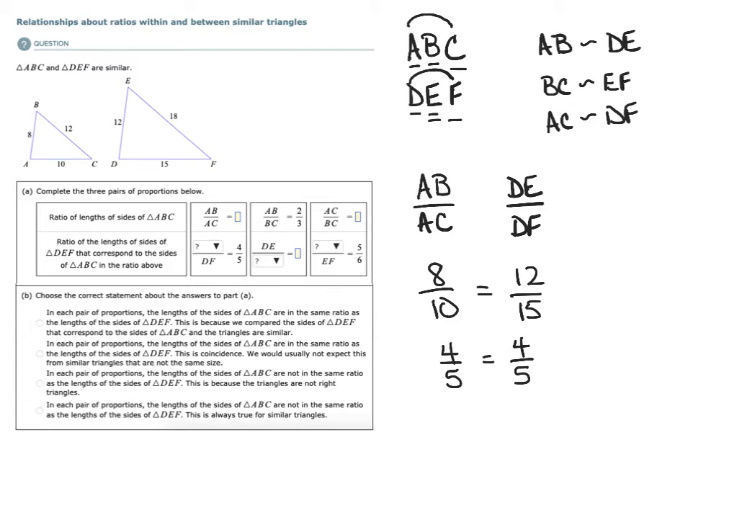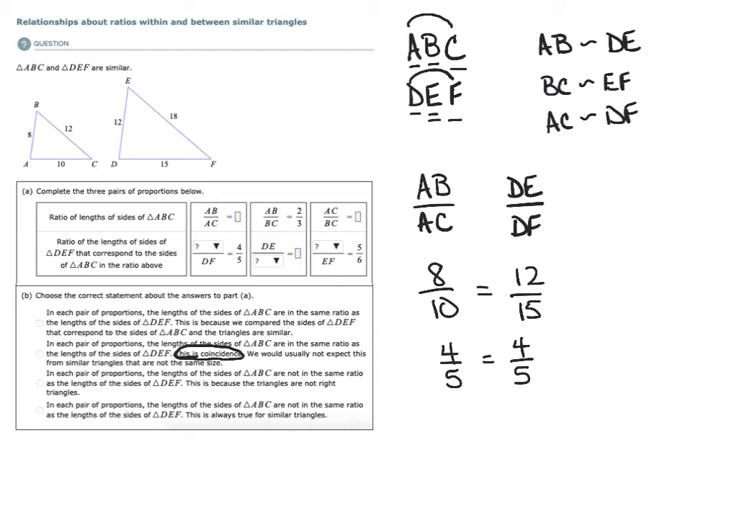The second part of our question, we're asked to choose the correct statement about the answers to part A. And we can see that they've given us 4 possible answers. In each pair of proportions, the lengths of the sides of ABC are the same ratio as the lengths of the sides of DEF. This is because we compared them, and the sides correspond to each other. The second possibility, in each pair of proportions, the lengths of the sides are in the same ratio, and this is coincidence. Very little in math at this point is coincidence. That's your hint.